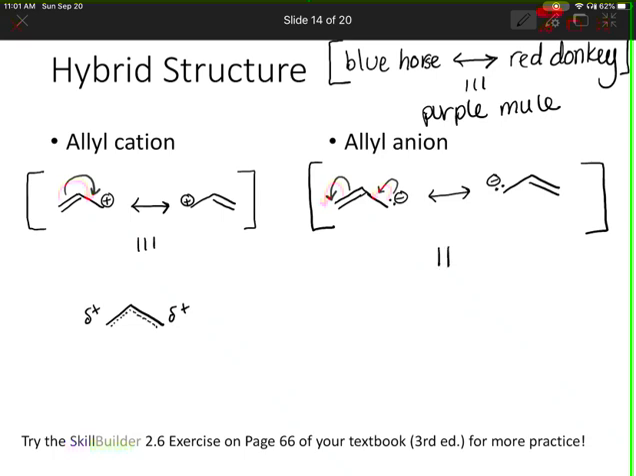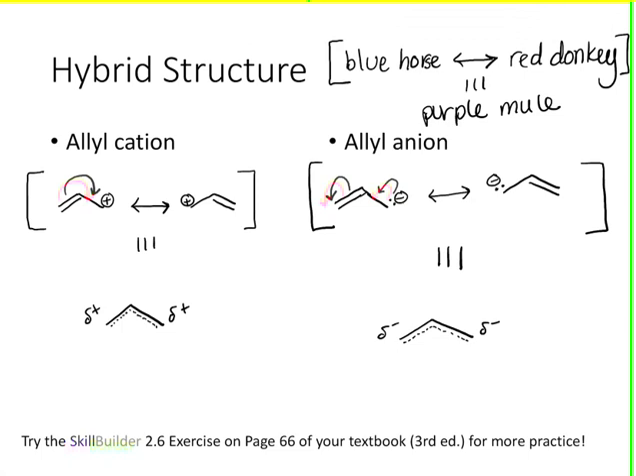Okay, so let's draw the hybrid structure. We can see that between those 3 carbons, the electrons are delocalized, but this time we have a partial negative charge on the 2 carbons on either end. So for both of these molecules, we have delocalized pi electrons, and that makes the molecule more stable.